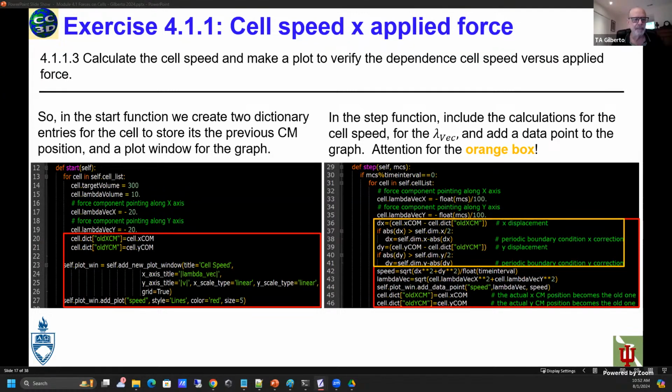Somebody needs to help Yasmina. Her cell isn't moving. Okay.